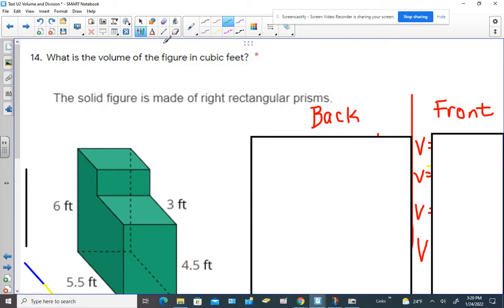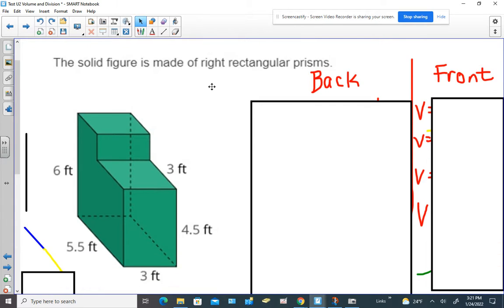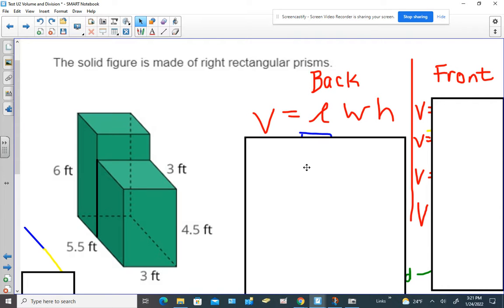It says, what is the volume of the figure in cubic feet? Now, before we begin, we need to have our game plan. I'm going to suggest that we break it up into the piece in the back and the piece in the front. So it's a rectangular prism in the back. Let's write the formula down. Write this down on your piece of paper. Volume equals length times width times height.